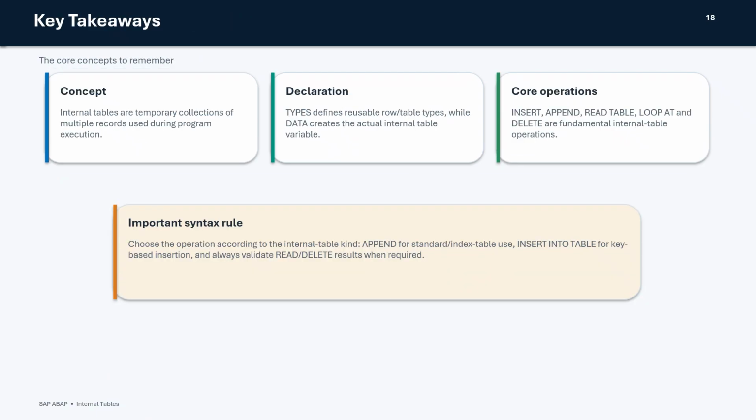Next we'll summarize today's entire session. First, what is an internal table? An internal table is a temporary collection of multiple records used during ABAP program execution. The second one is why we use it: its main purpose is reusability, from a memory point of view.